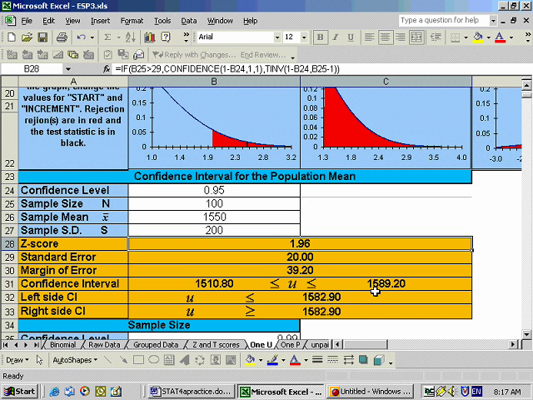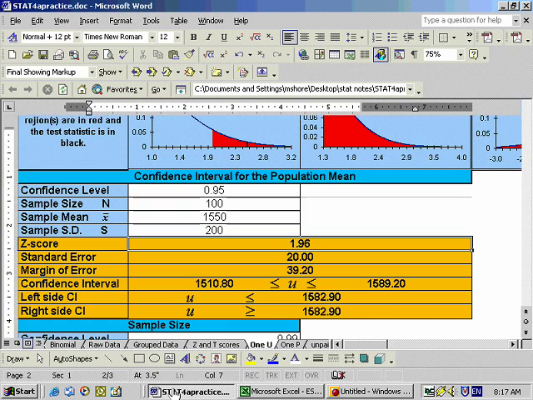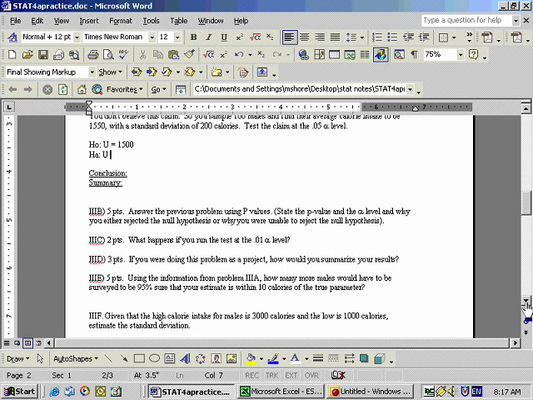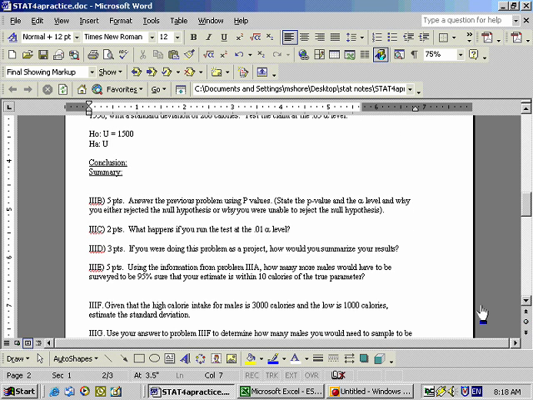On problem, let's see where we are here. So let's go through these. Actually, it wasn't a confidence interval in problem 3E. Problem 3E is actually a sample size question. So at least we have the confidence interval done if that would come up. But on 3E it says using the information from 3A, how many more males would have to be surveyed to be 95% sure your estimate is within 10 calories. So really this is a sample size determination for mu.